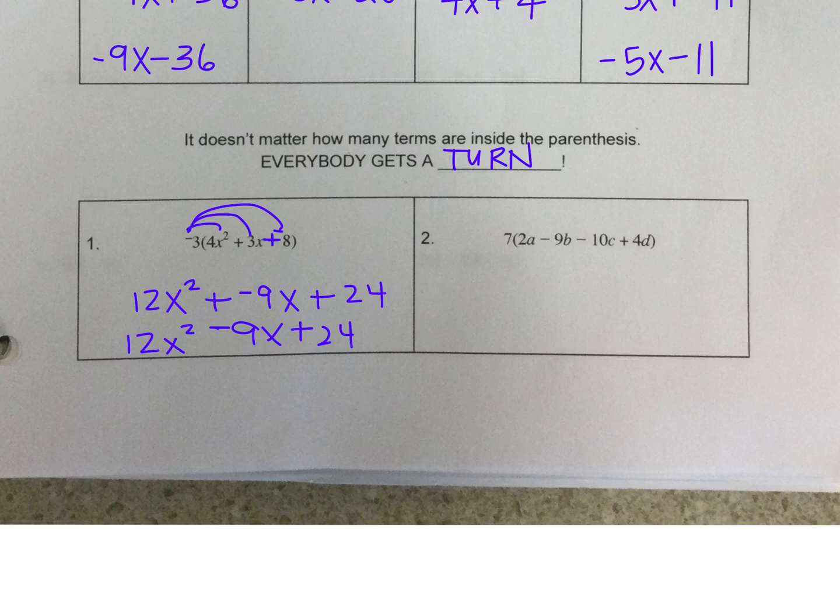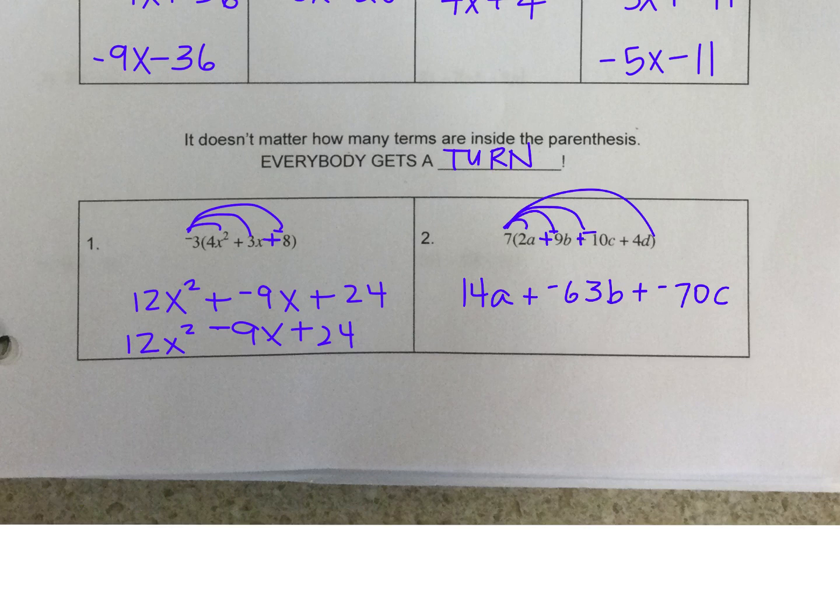All right, this next one, let's go with a plus negative. All right, the 7 takes a turn with the 2, and I get 14 with the last name A. 7 takes a turn with negative 9. That gives me negative 63 with the last name of B. Put in plus signs. 7 times negative 10C is negative 70C.